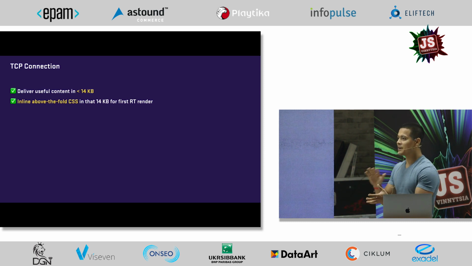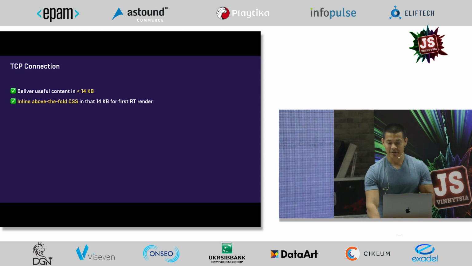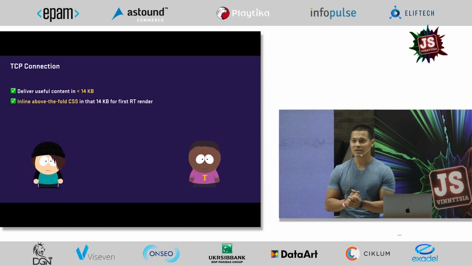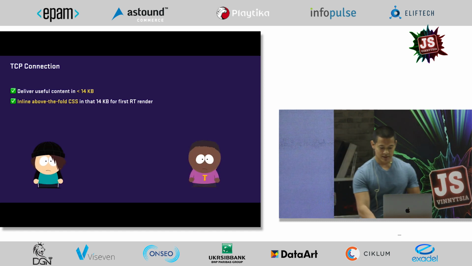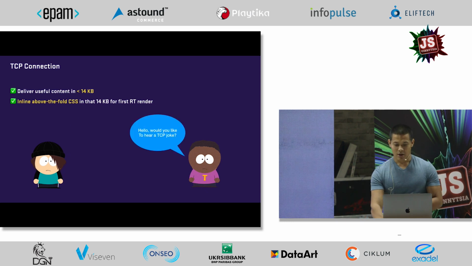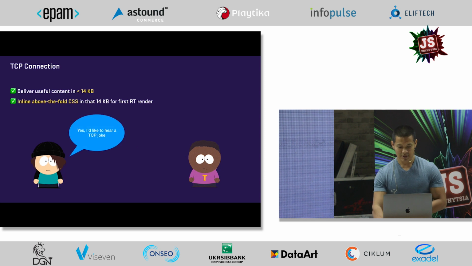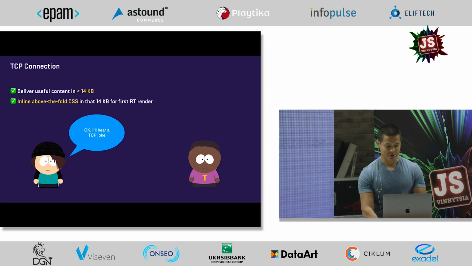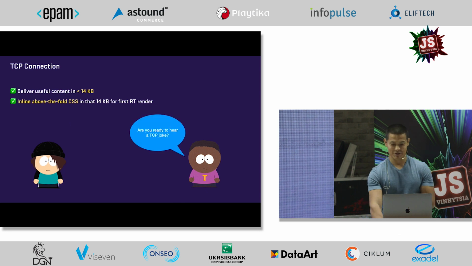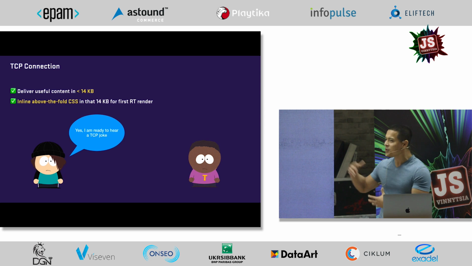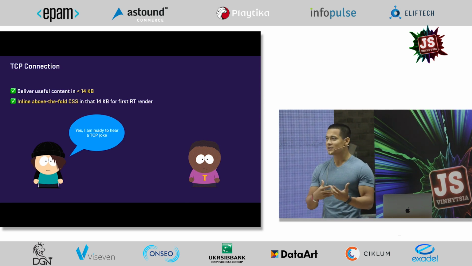See, TCP is a very paranoid protocol, right? There is a running joke, like if there are two people who are trying to tell a joke to each other in TCP protocol, then it kind of goes like this. Hey, I would like to hear a TCP joke. Hello, would you like to hear a TCP joke? Yes, I would like to hear a TCP joke. Okay, I'll tell you a TCP joke. Okay, I'll hear a TCP joke. Are you ready to hear a TCP joke? Yes, I'm ready.